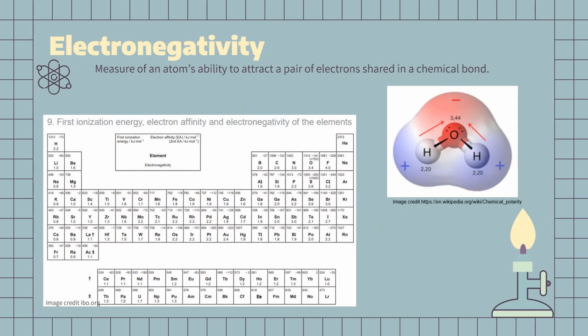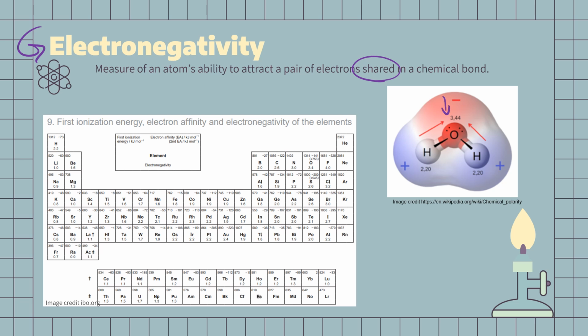Ionization energy was all about losing electrons. Electron affinity was all about gaining electrons. Now we come to electronegativity, which is all about sharing electrons. So electronegativity is the measure of an atom's ability to attract a pair of shared electrons.